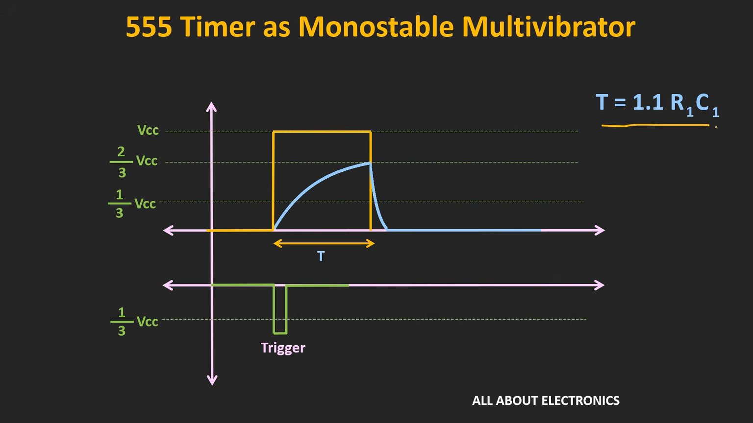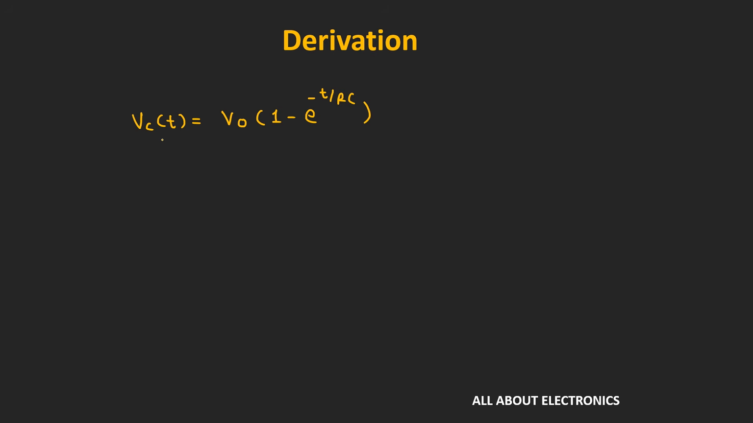Now, so far in our discussion, we have used this expression for calculating the pulse duration. But now let us also see how we have arrived at this expression. This expression can be found by finding the charging time of the capacitor. And if you are aware, the charging voltage of the capacitor can be given by this expression, where V0 is nothing but the supply voltage. And the same expression can also be found from the expression that we have used during the transient analysis.